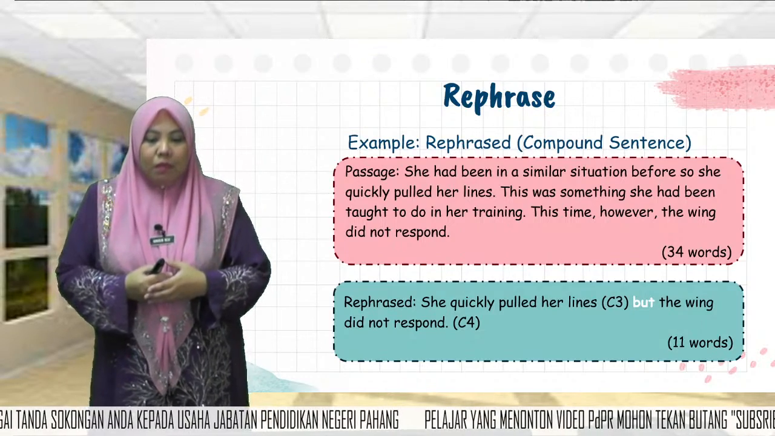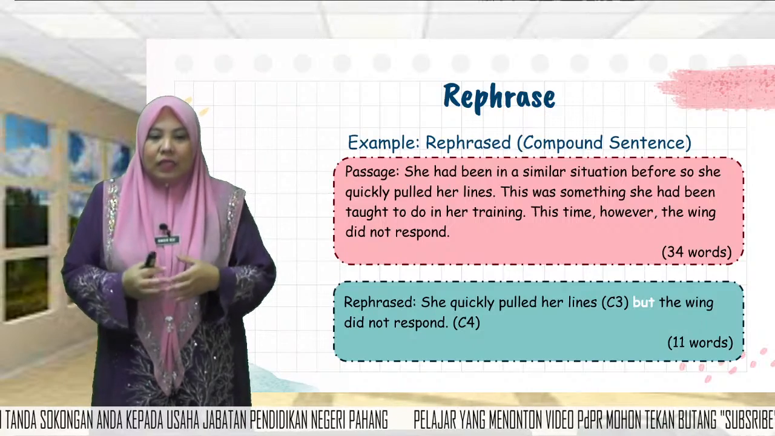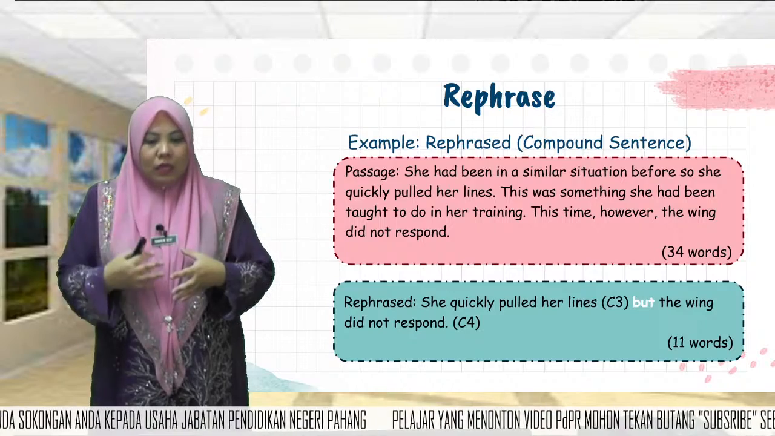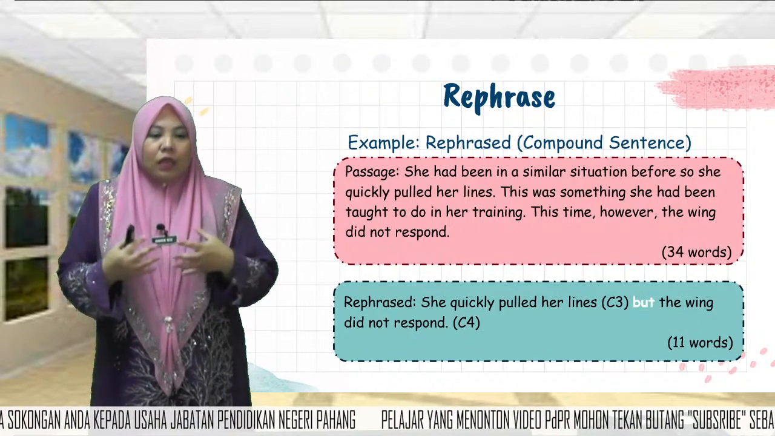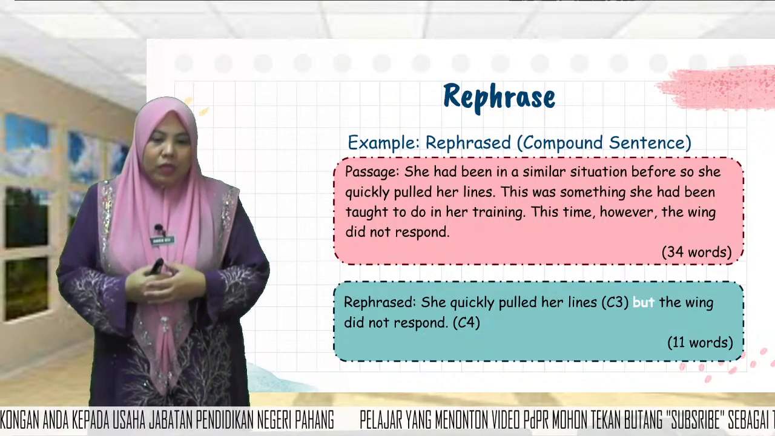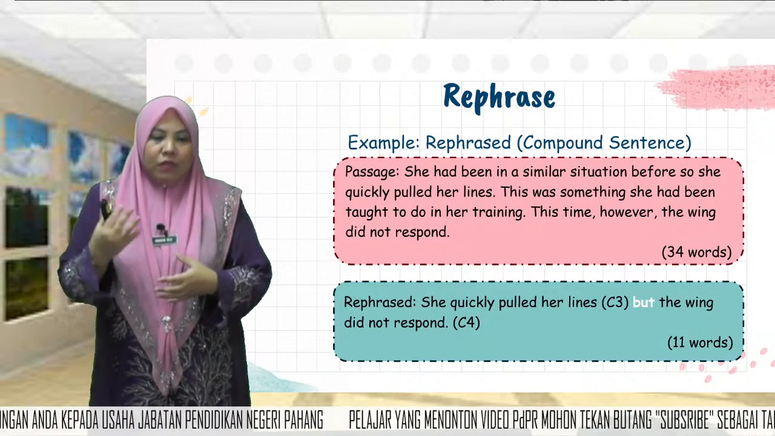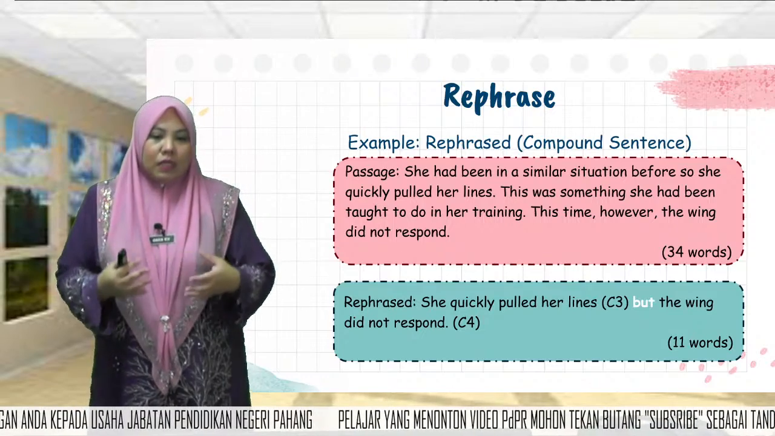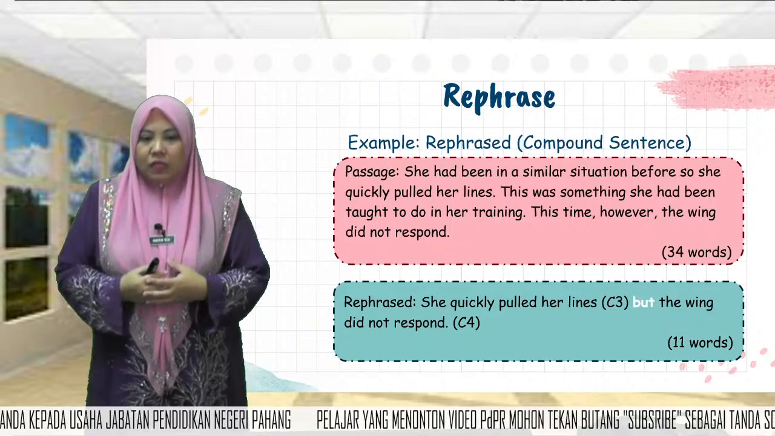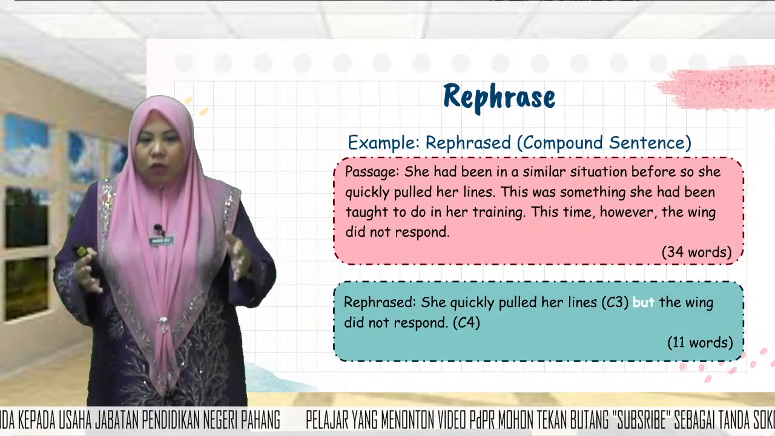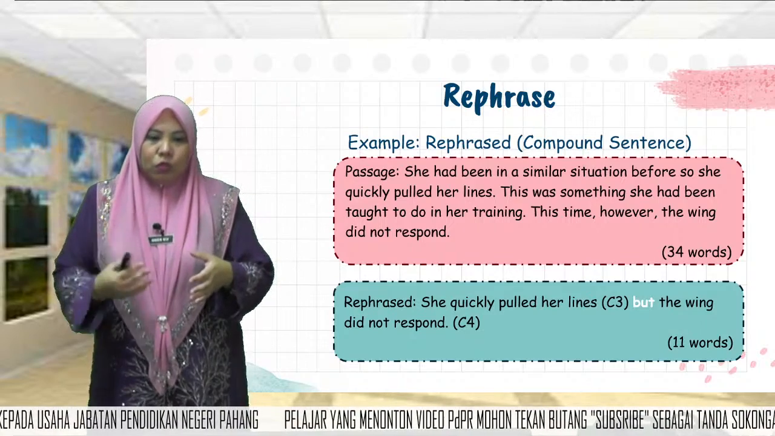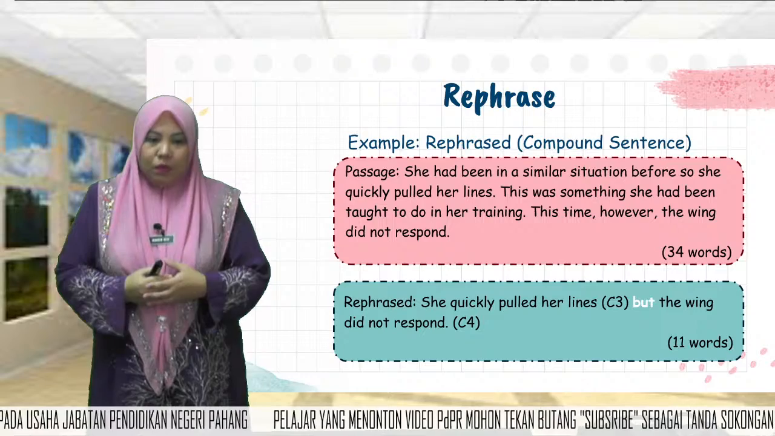It will become: she quickly pulled her lines. That will be content point number 3, but joined with a FANBOYS conjunction, the wing did not respond. So this will be 11 words altogether compared to if you were to lift everything from the passage, 34 words. Right? So do you see the difference when you paraphrase? When you paraphrase or rephrase, you make the sentence shorter, whereas that way you are able to include more content points in your summary.